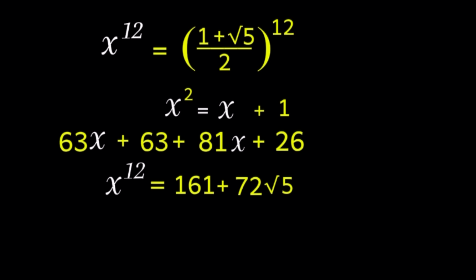Now, as you can see, this was a long process, but the key idea was reducing powers using the identity x squared is equal to x plus 1, and this technique appears in many advanced problems. So do not feel bad if you did not get it at first.